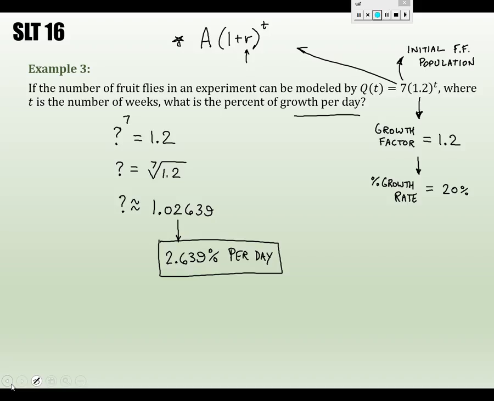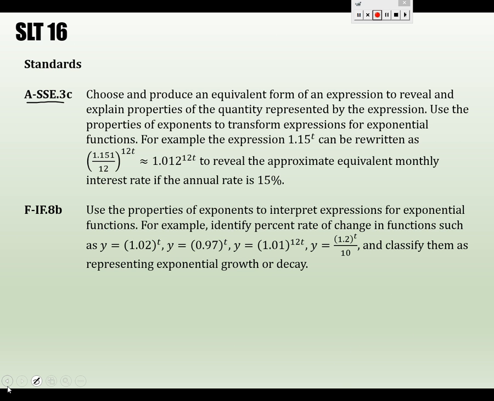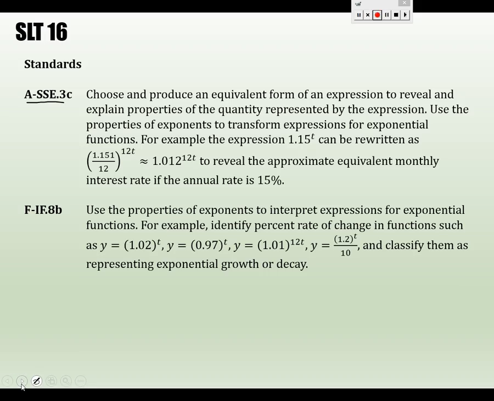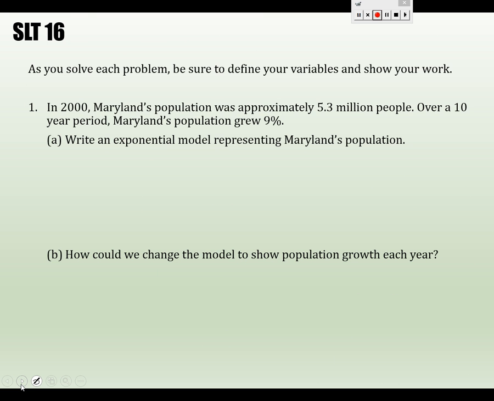Thank you guys for hanging out with me this period, and hopefully you have a great time learning more about this new objective, using exponential models to reveal the percent growth rate. Let's just look at it one more time. I want to make sure I say it right. Have we been able to produce equivalent forms of exponential expressions to reveal percent rates of change? I hope that's something that you're able to do. It's still a very complicated idea, but I believe in each one of you. Have a great day, everybody.